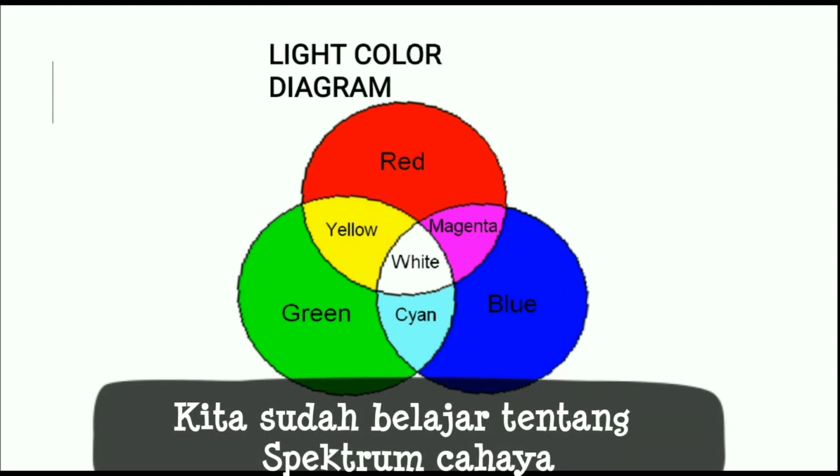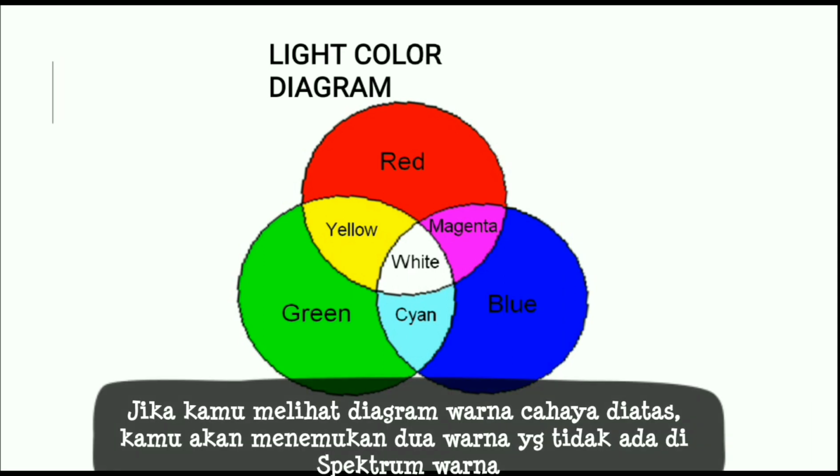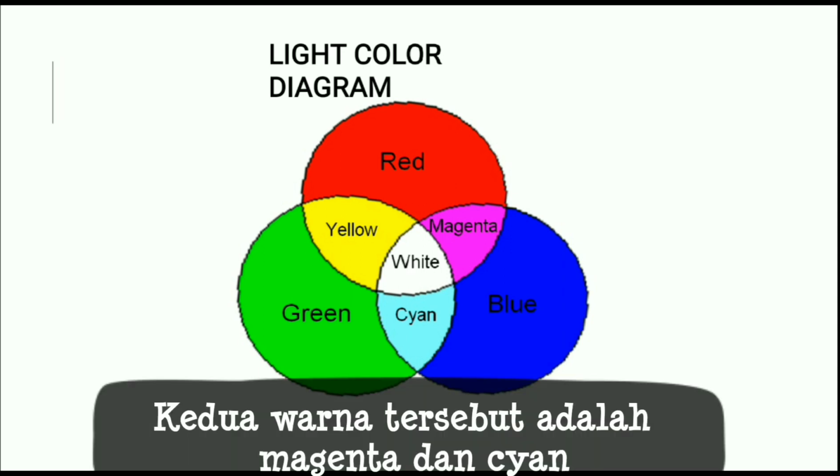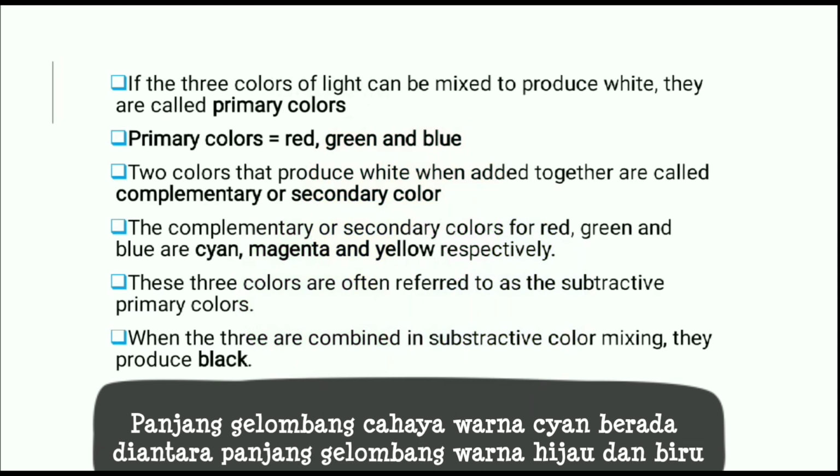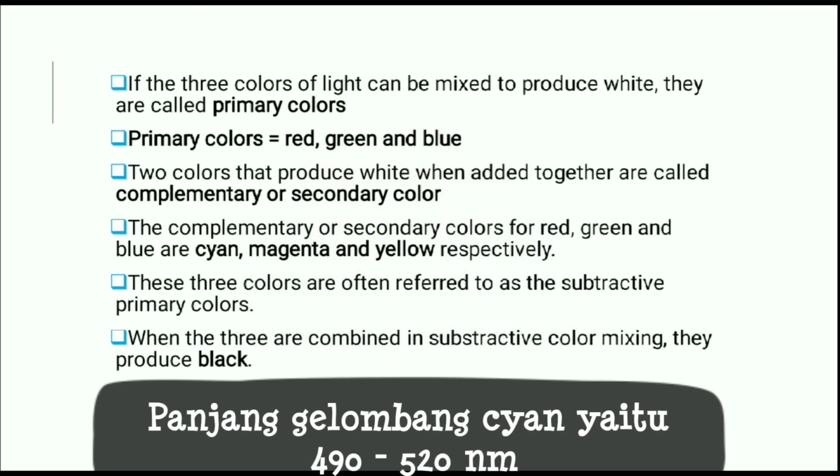We already know about the spectrum of light, and if you look at this light color diagram, there are two colors that are not in the spectrum. That is magenta and also cyan. The wavelength of cyan light is in between green light and also blue light. That is from 490 nanometers until 520 nanometers.